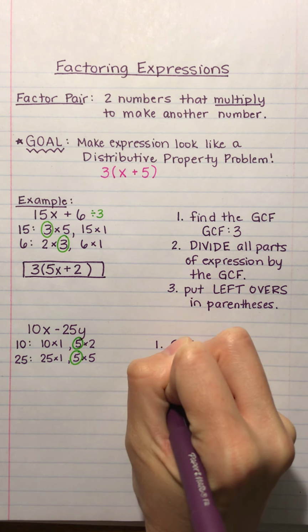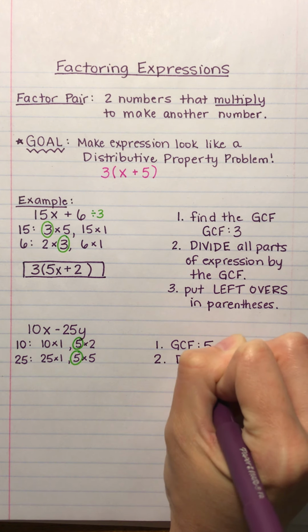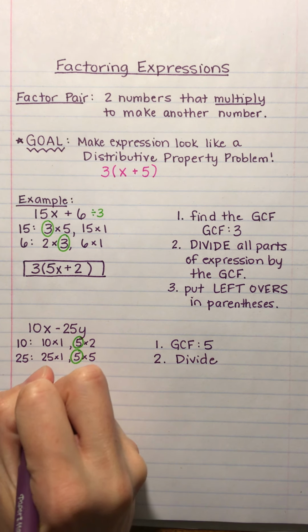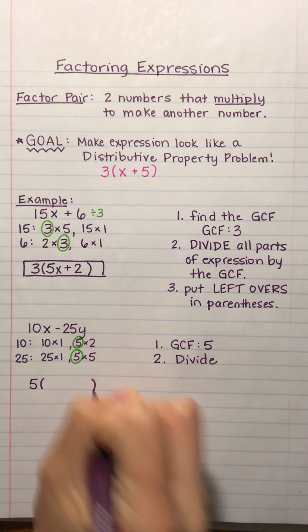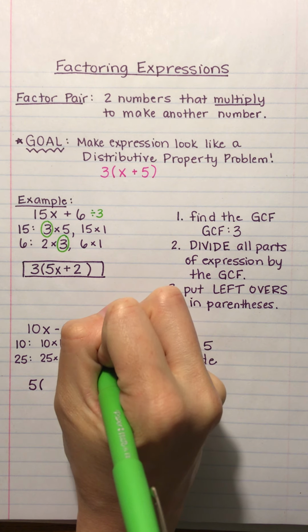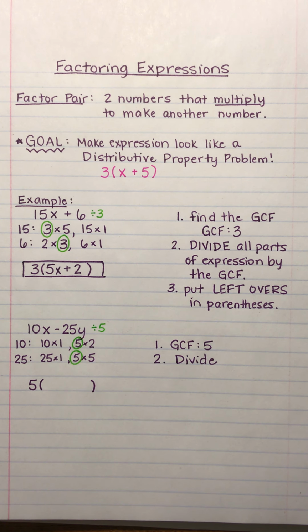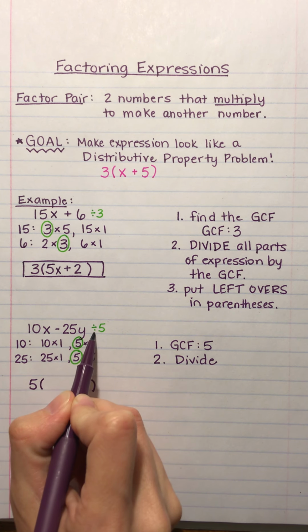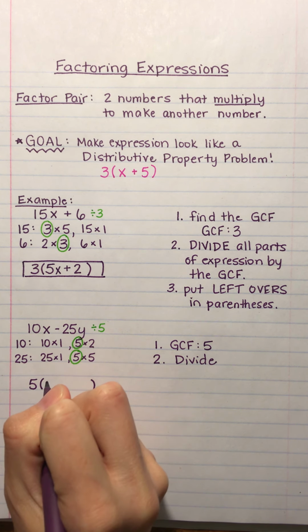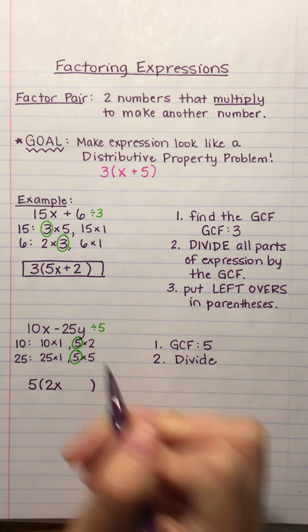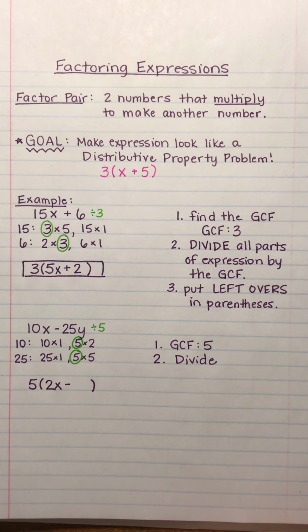All right, so second, I need to divide. So I'm starting with this. I write down that number 5, my greatest common factor, and put my parentheses out. I'm going to divide each part up here by 5. If you like to write out that 5 at the end, if that helps, that's fine. All right, so I do 10x divided by 5.